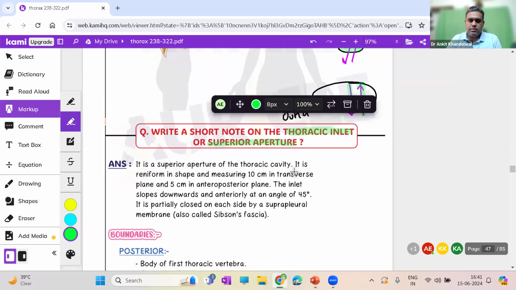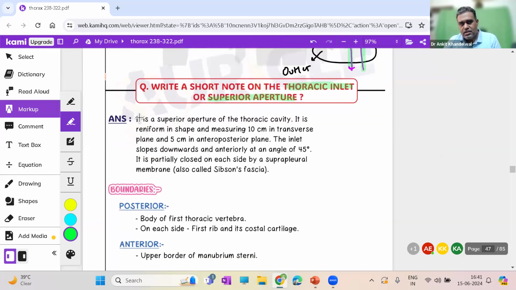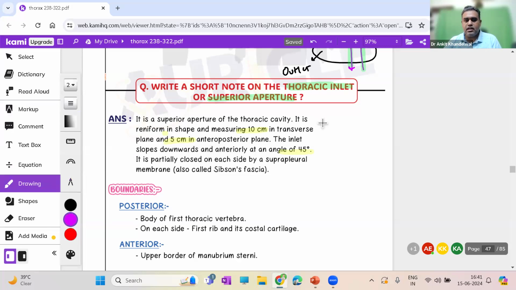So the question comes about the thoracic inlet or superior aperture. You should know from where to where the superior aperture lies. It is the lower part of the neck. It measures around 10 centimeters in transverse diameter and 5 centimeters anteroposteriorly. People can just go through it. Remember, the inlet is at an angle. It is not transverse like this. Posteriorly, it is higher up, and anteriorly it is going down like this. This is posterior, that is anterior. It is at an angle of around 45 degrees.